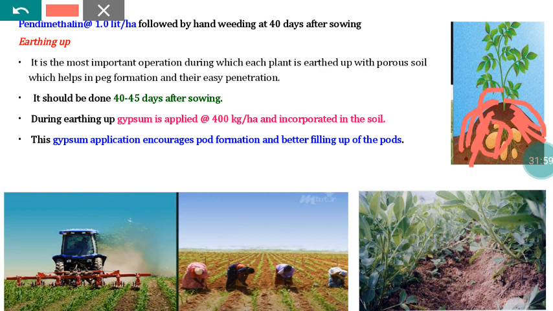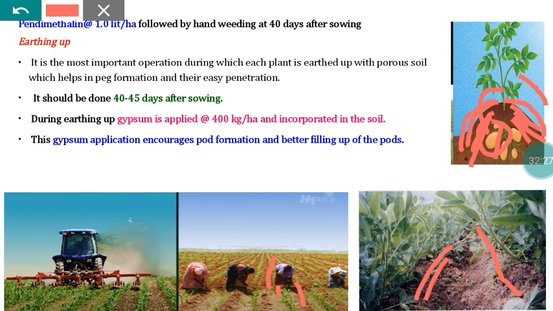If you do not disturb the soil during that process, the peg penetration will be very tough, and there won't be any pod development. So that is the thing. Here you can see the field where soil is properly applied on either side. You disturb the soil and put an adequate amount of soil in and around the root zone area. By that way you can encourage peg penetration and pod development.